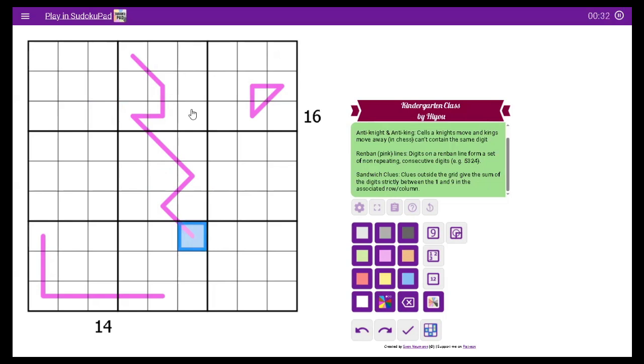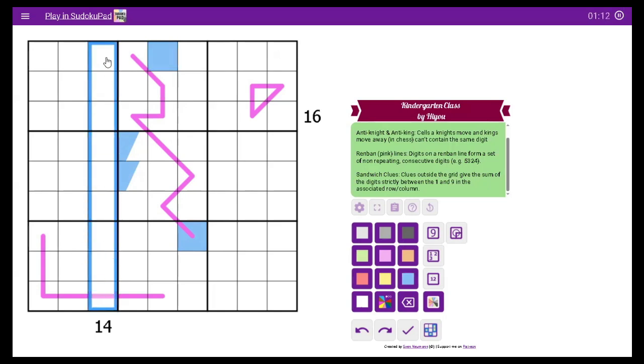Okay, where does blue go? This box. Well, it can't go here by knight's move or anywhere here or here, so it's in one of two positions, which means where does it go in this box? Well, it can't repeat on its own Renban line because it contains a set of non-repeating consecutive digits, so it must go there.